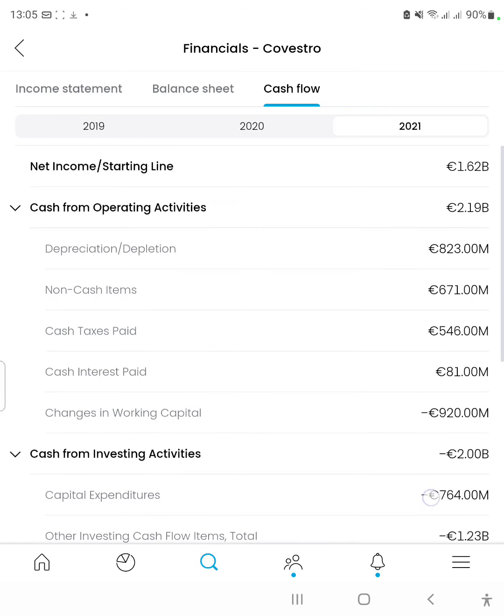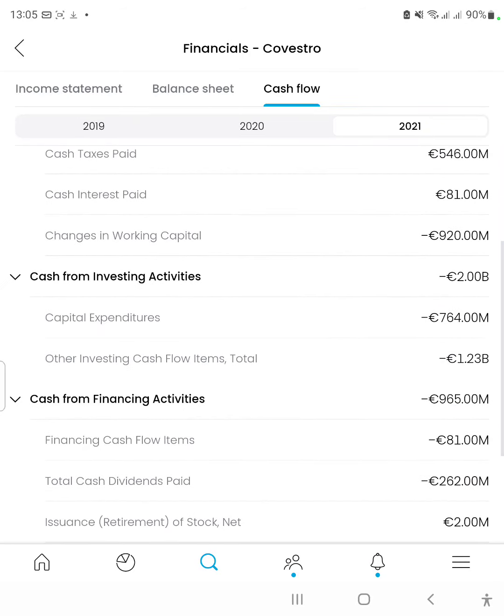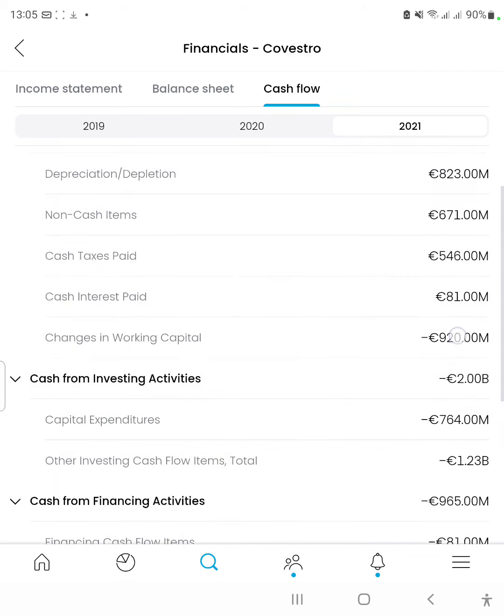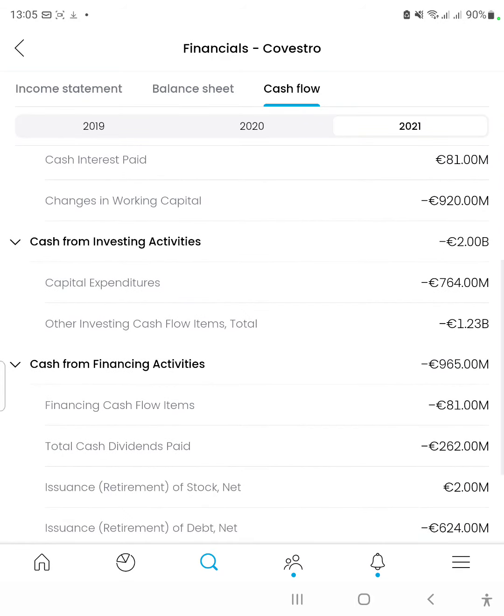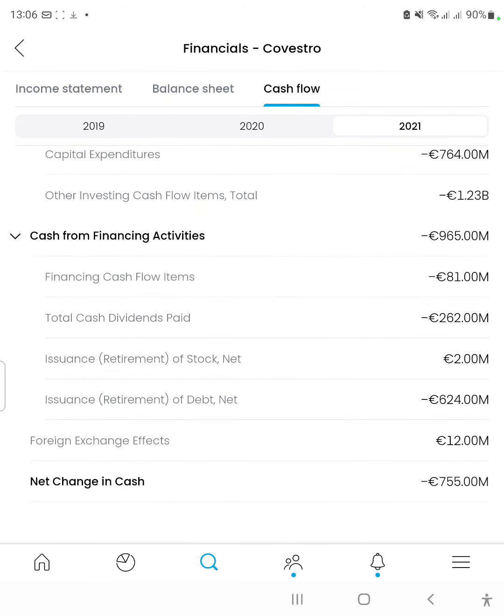So for the operating activities, the company gained 2.19 billion, which is really good. The company lost 2 billion in investment activities. It spent 764 million on capital expenditures, so I'm guessing property, plant, and equipment. It probably bought more physical capital to increase productivity. And for other investing cash flow items, it spent 1.23 billion euros. So that's about 2 billion euros right there.